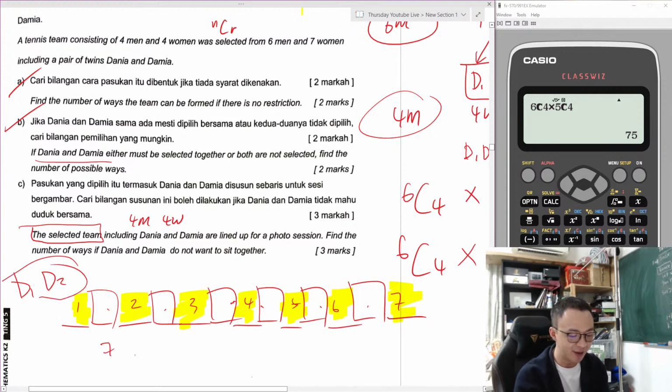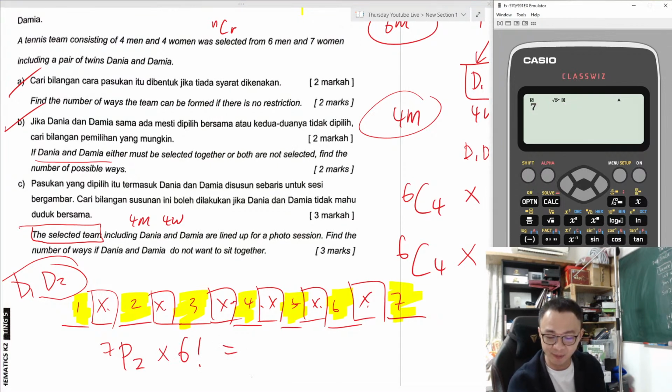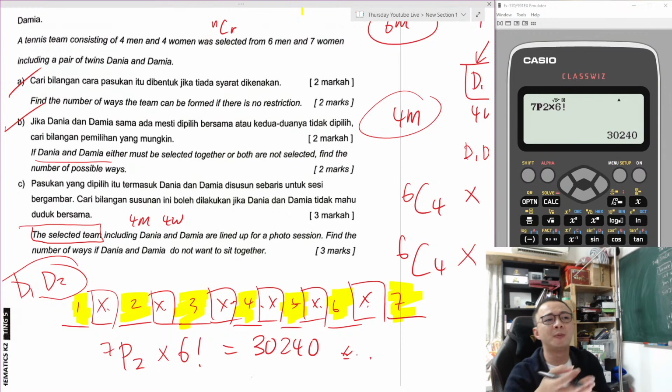So it's called 7 choose 2, and at the same time I arrange them. So it's called 7P2. And then the 6 people here are already sitting there, and they can swap places among each other, right? Then you multiply by 6 factorial, or you can say 6P6. So the formula is 7P2 times 6 factorial. So you will get 30,240. This is how they are not sitting together.